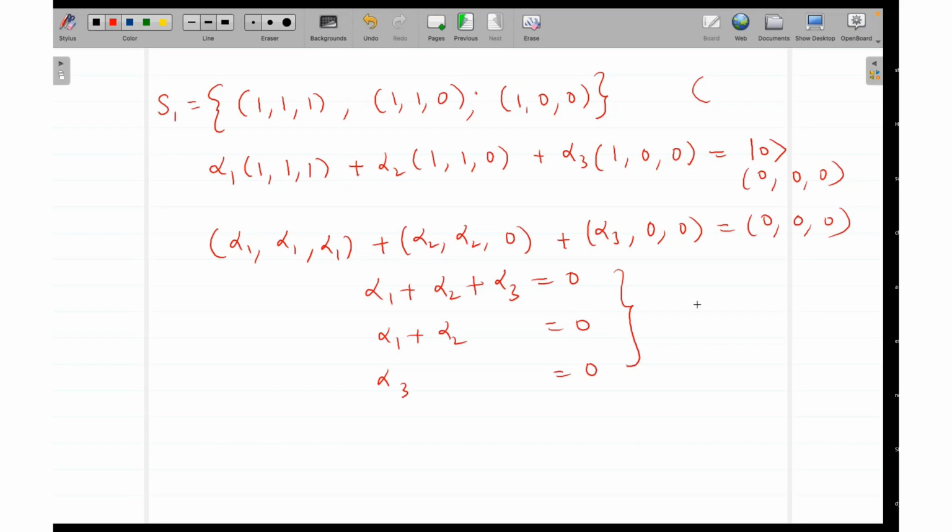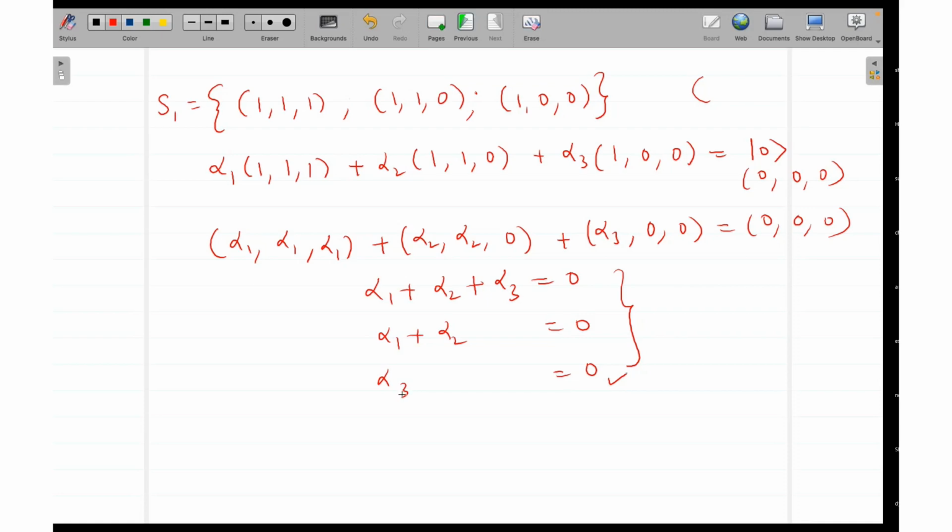All three are 0, or alpha 1 equal to minus alpha 2 and alpha 3 is 0. So alpha 3 is 0 from here. All three are 0. And then what? Alpha 1 and alpha 2: then alpha 1 can be minus of alpha 2. Alpha 1 will be negative alpha 2. All three are 0.